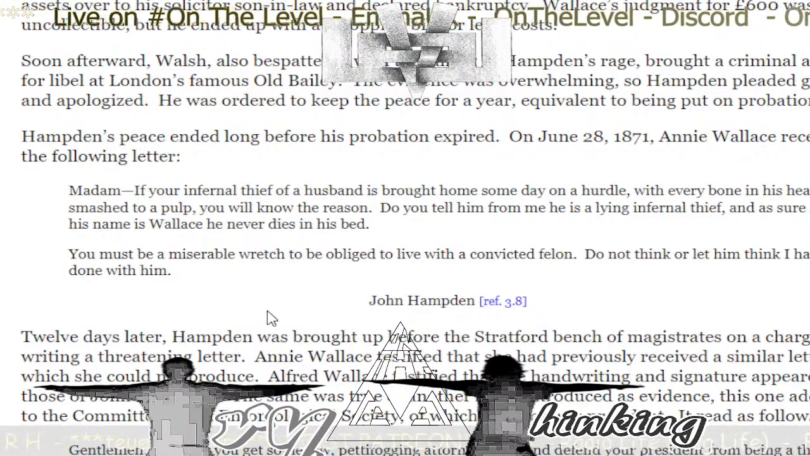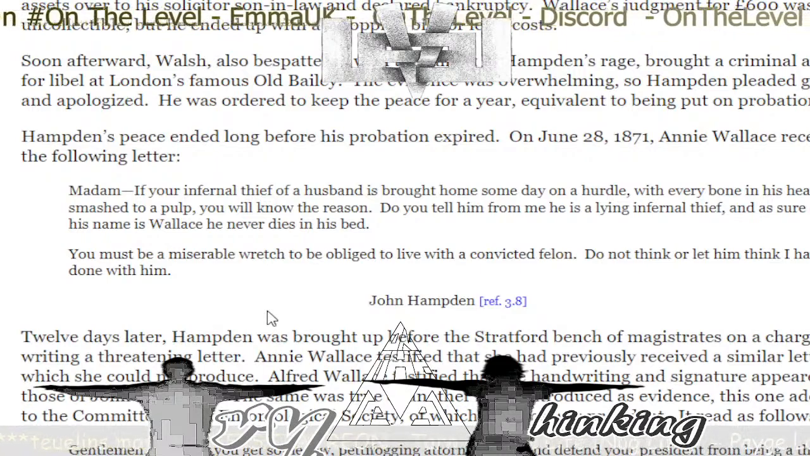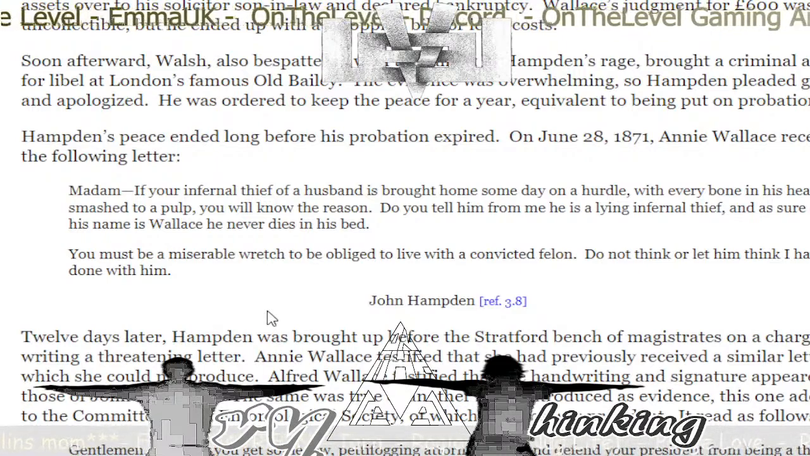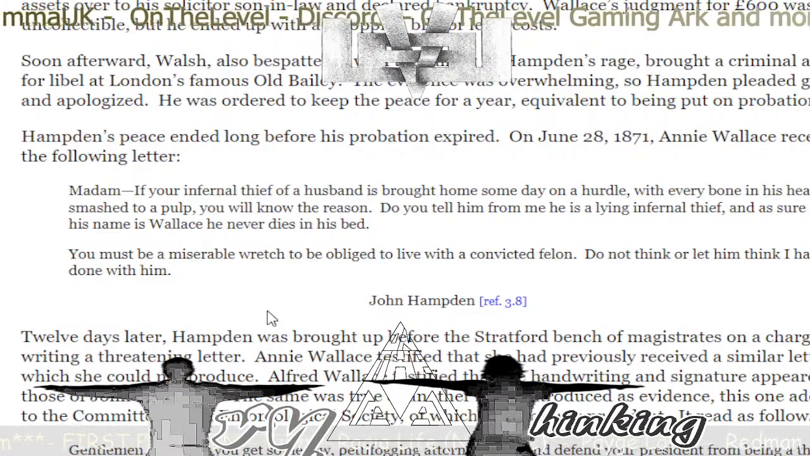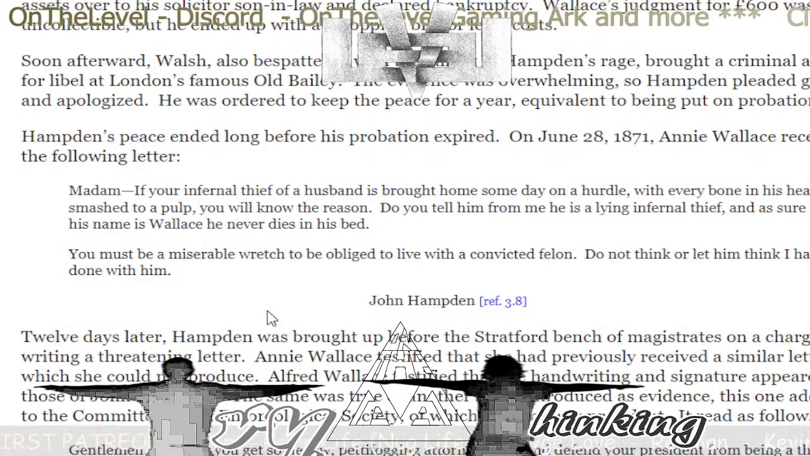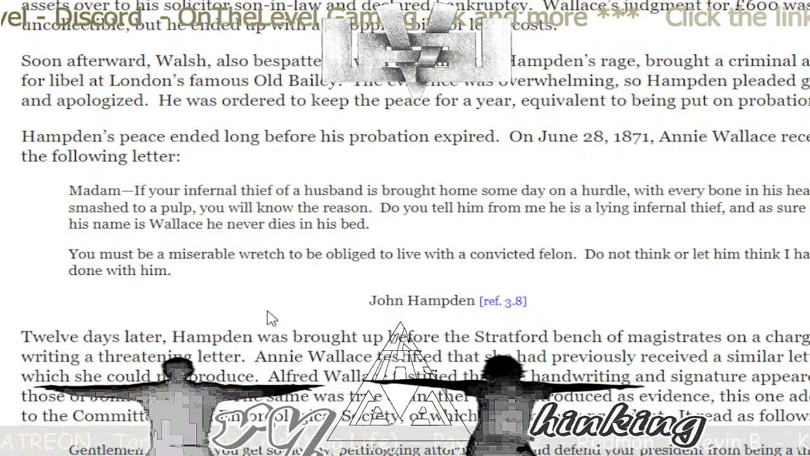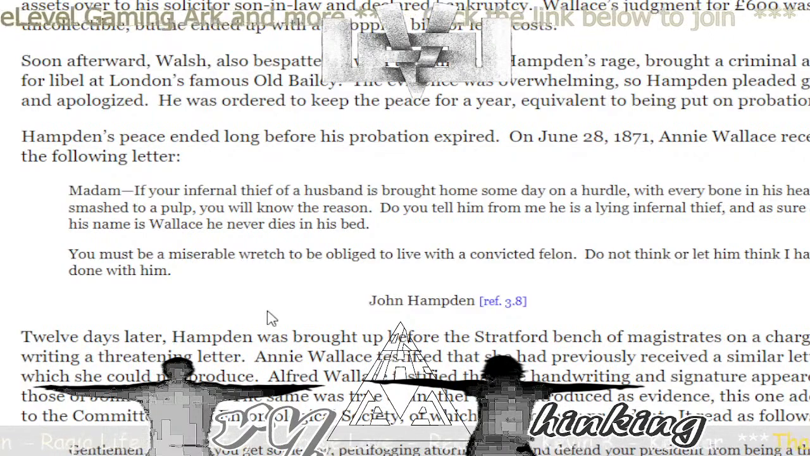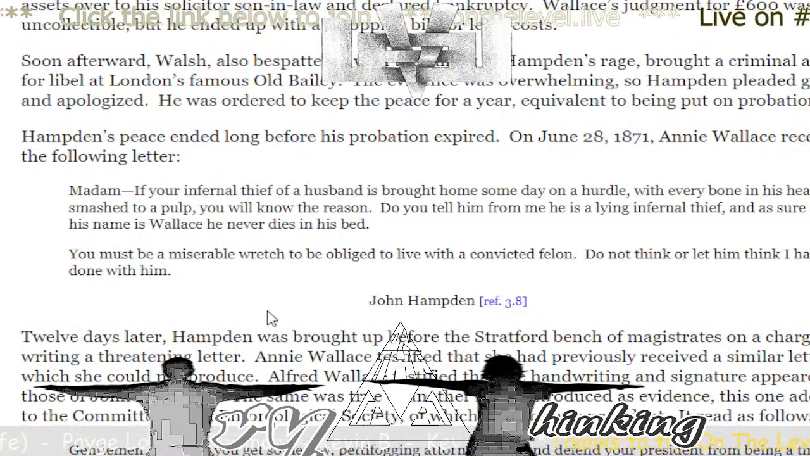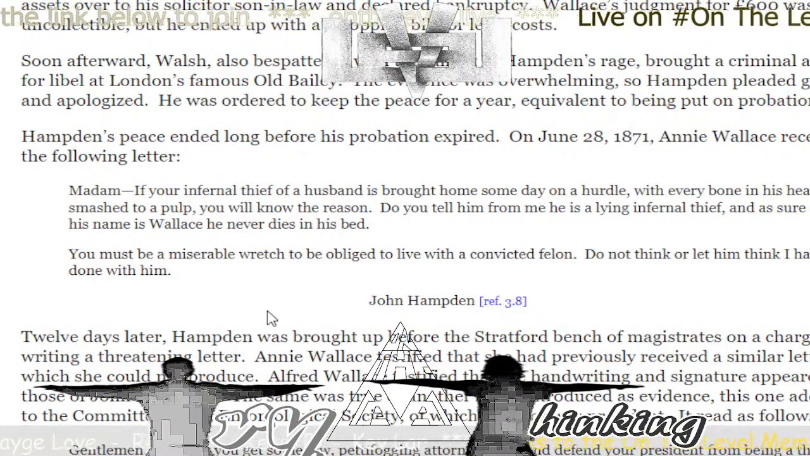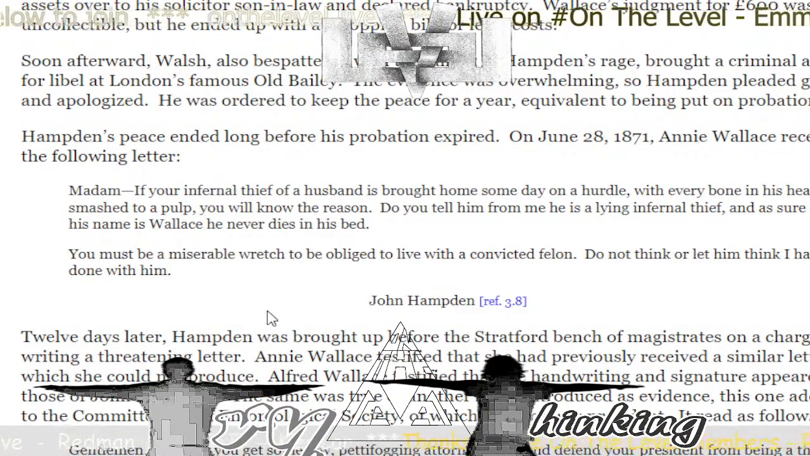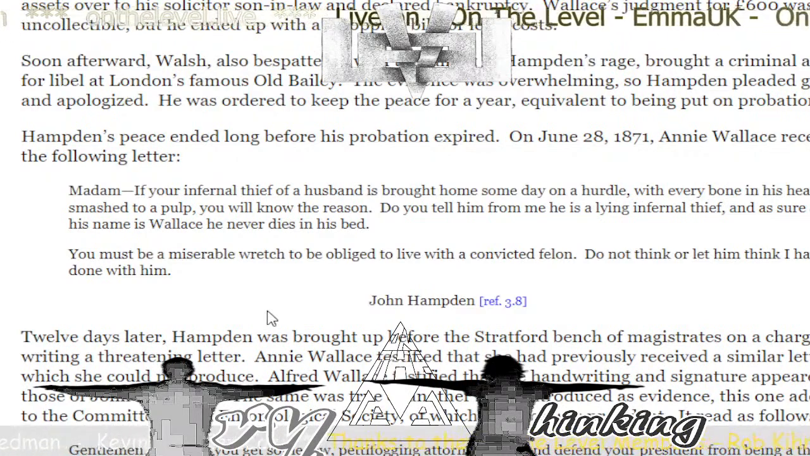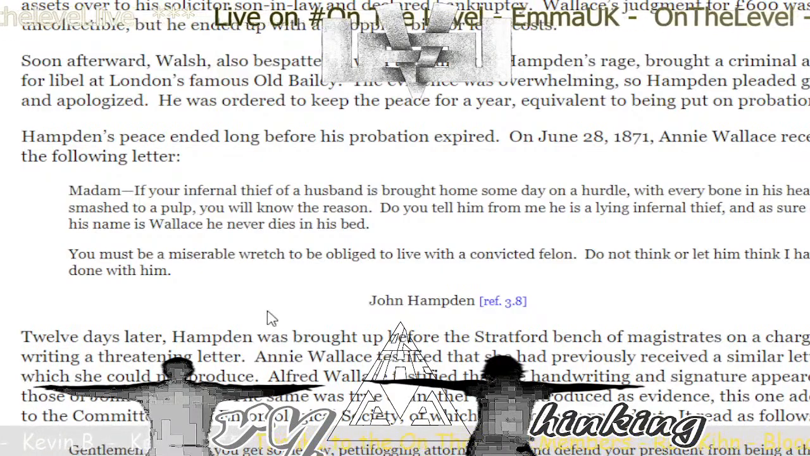Twelve days later, Hampden was brought up before the Stratford Bench of Magistrates on a charge of writing a threatening letter. Annie Wallace testified that she had previously received a similar letter, which she could not produce. Alfred Wallace testified that the handwriting and signature appeared to be those of John Hampden. The same was true of another letter introduced as evidence. This one was addressed to the Committee of the Etymological Society, of which Wallace was president.